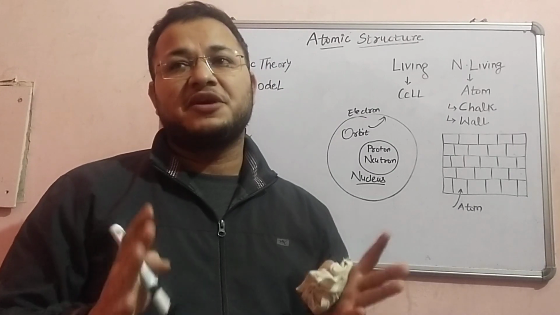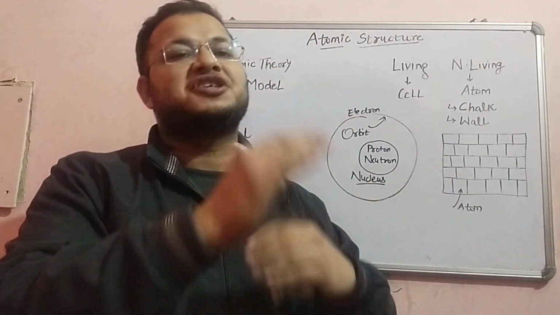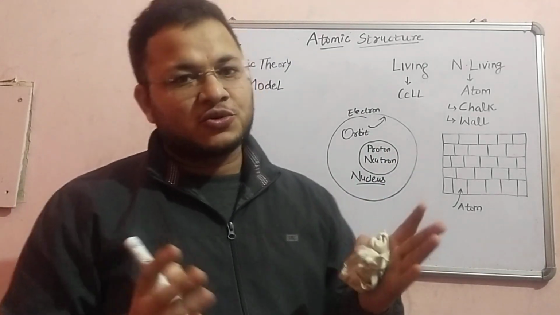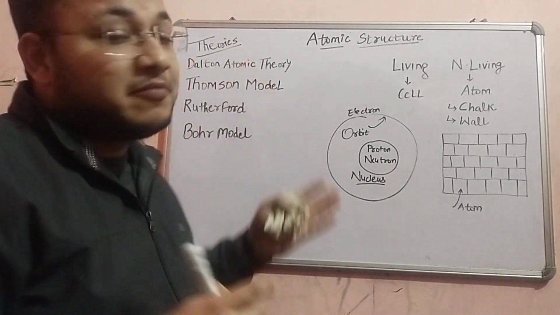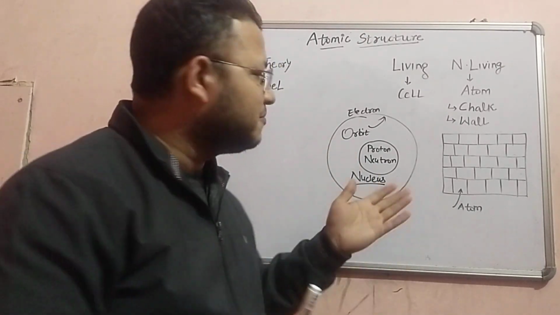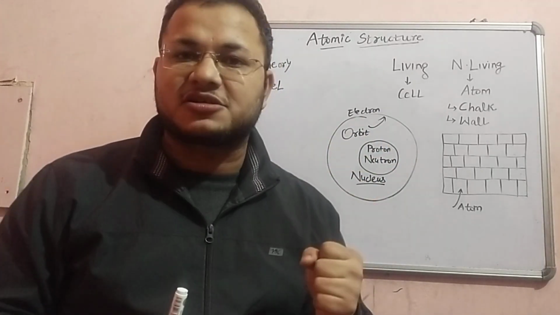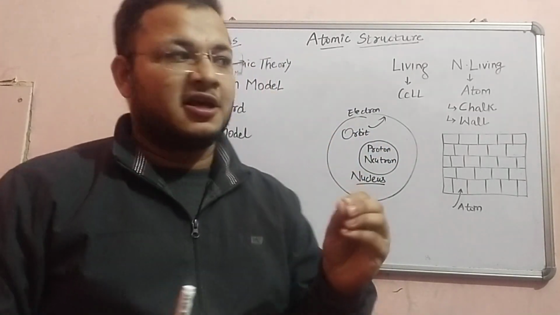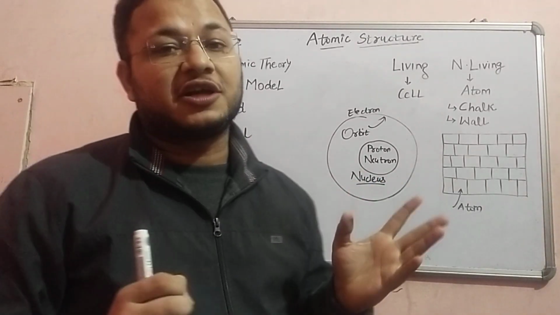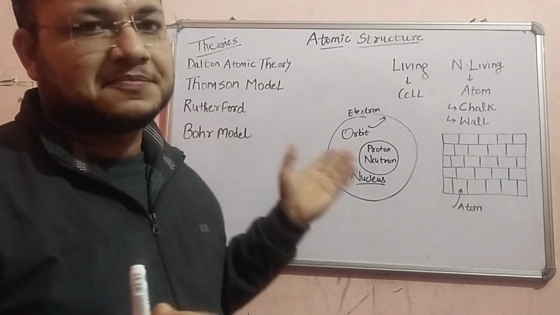Because he was the first person to give a theory on the atom, that was the path for scientists to discover more about the atom. His theory failed because, as I have already told you, the atom consists of three parts: proton, neutron and electron. These are the subatomic particles. Dalton was not aware of these particles, so Dalton's theory failed.